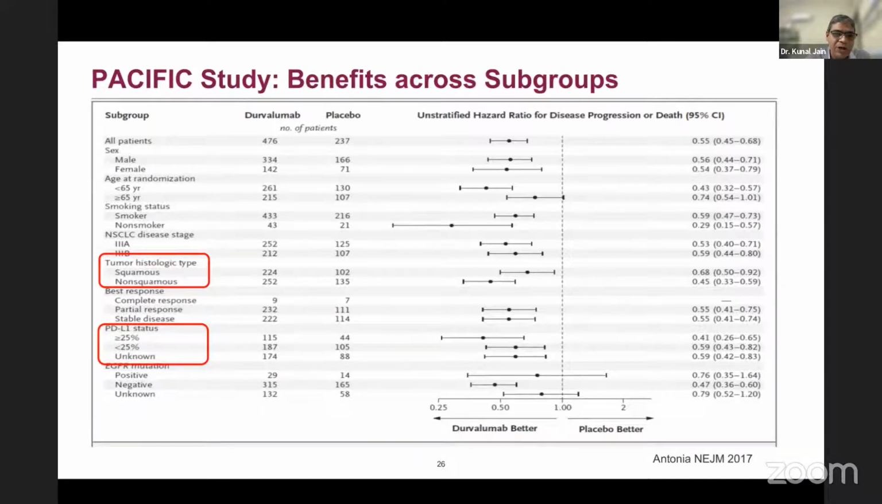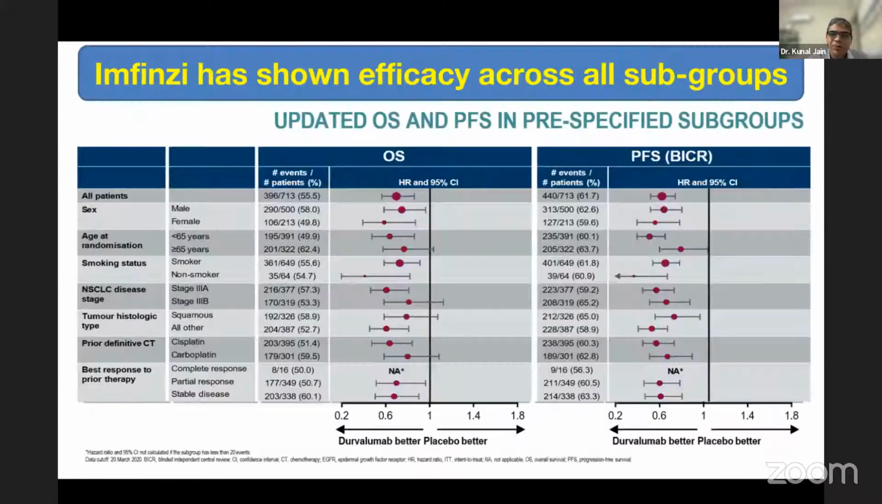And they also tested PDL1. Again, it was tested by SP263. And they had kept this cutoff of 25%, more than 25% versus less than 25%. And the majority of the patients in this study had, as per this cutoff, lower PDL1. And EGFR positive patients were about 6%.